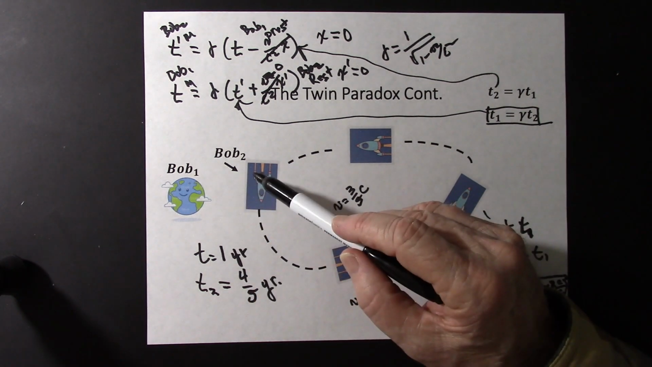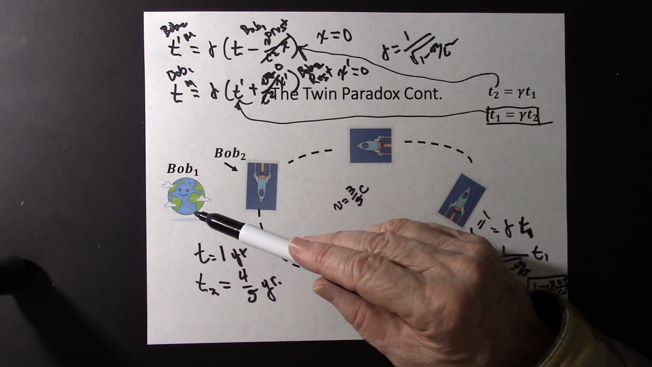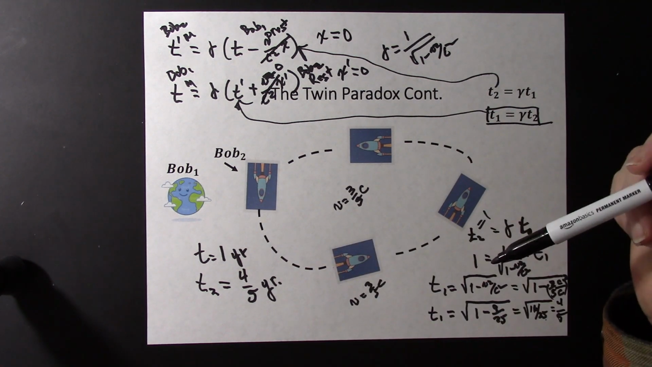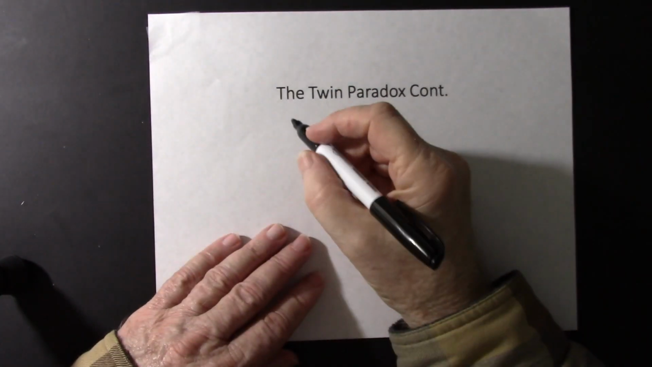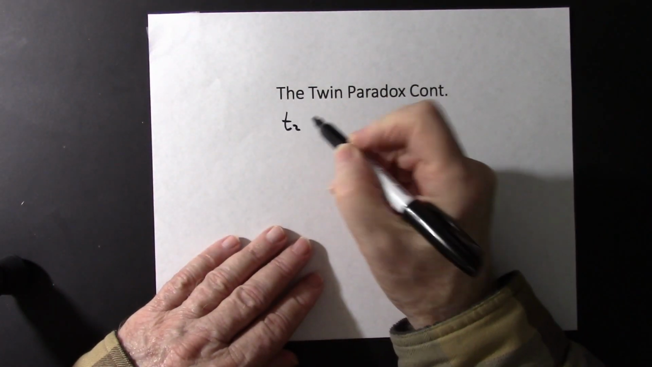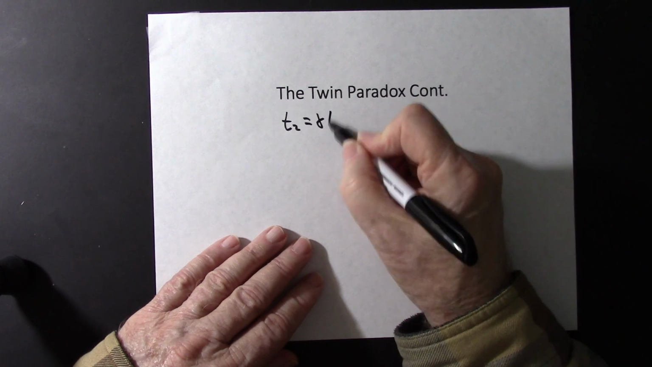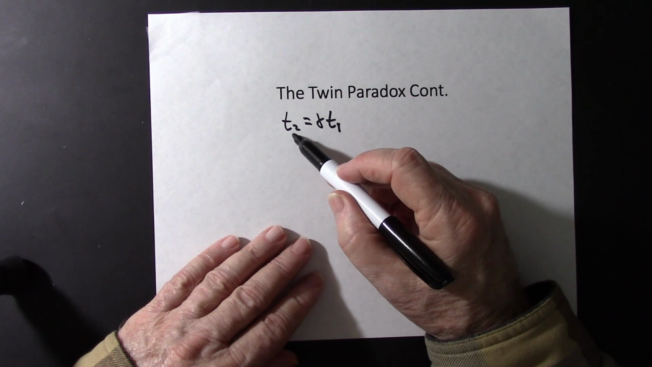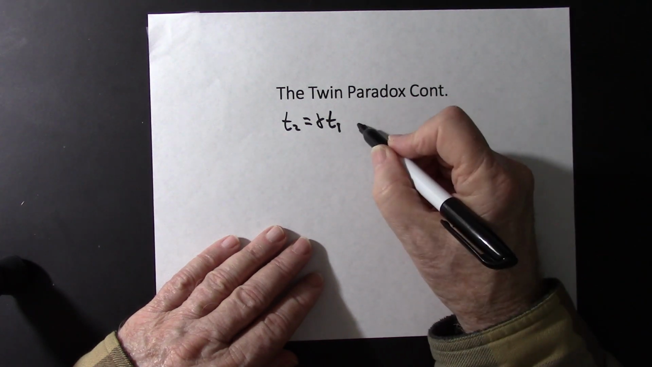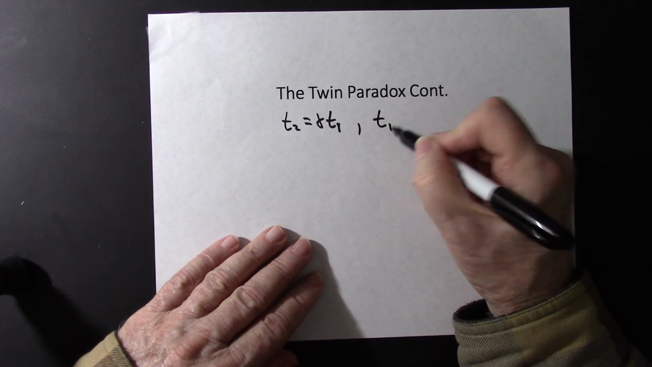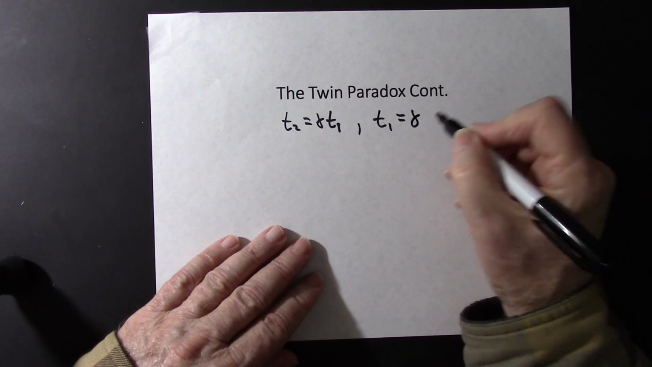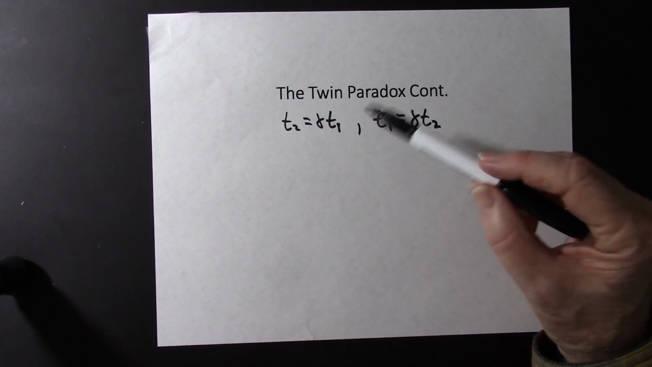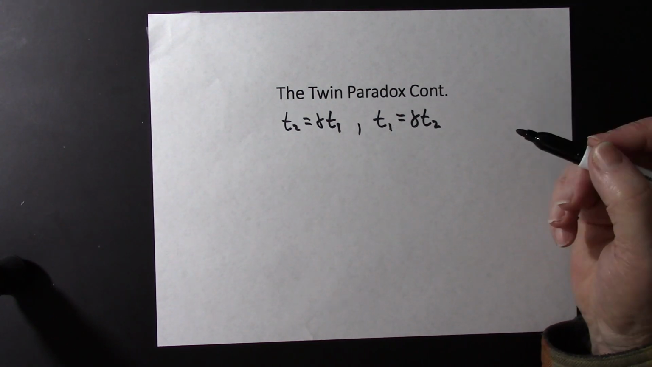Now Bob 2 thinks Bob 1 is younger. And how can that be? How can it be that both twins think that the other one is younger? So we have our formulas here. We have T2 is equal to gamma T1. That's Bob 2's clock moving, or Bob 2 moving and Bob 1 at rest. And we have the other formula, T1 is equal to gamma times T2. By the principle of relativity, we can consider Bob 1 to be at rest and Bob 2 moving.